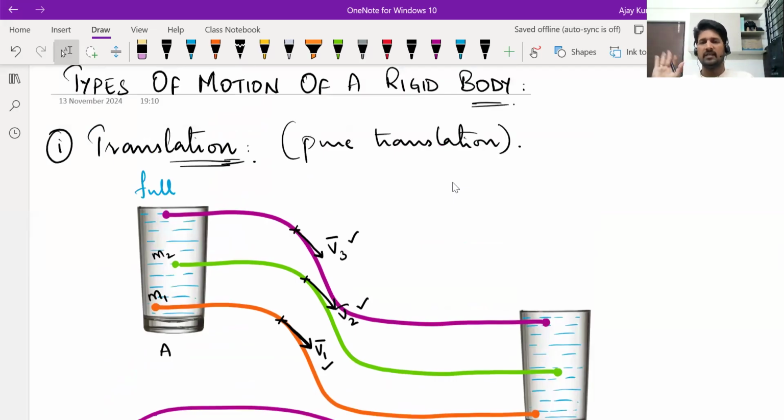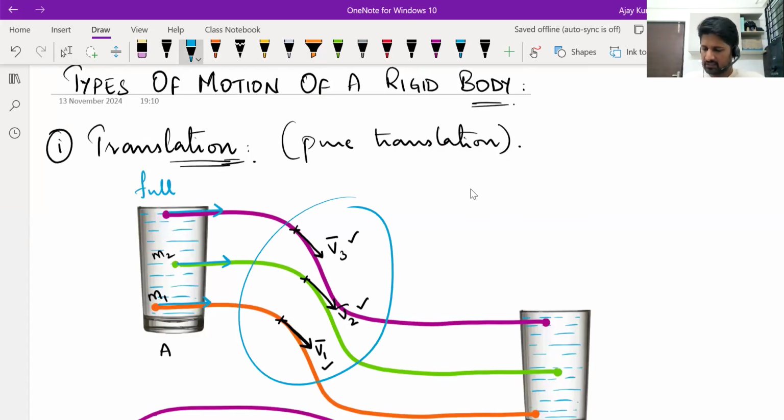So in pure translation, what happens? All the particles move in the same manner. The way they move can change from time to time. Okay, for example, initially, if you can observe in the diagram, initially they all started moving to the right side. Okay, they're all moving in the same manner to the right side. Afterwards, they are moving in some other direction. So time to time, how they are moving can change, but point to point, how they are moving should be the same. All points should have the same velocity at a given instant. Next instant, that velocity can change. It should change for all particles in the same manner. Okay, that is what is called as translatory motion or pure translation.